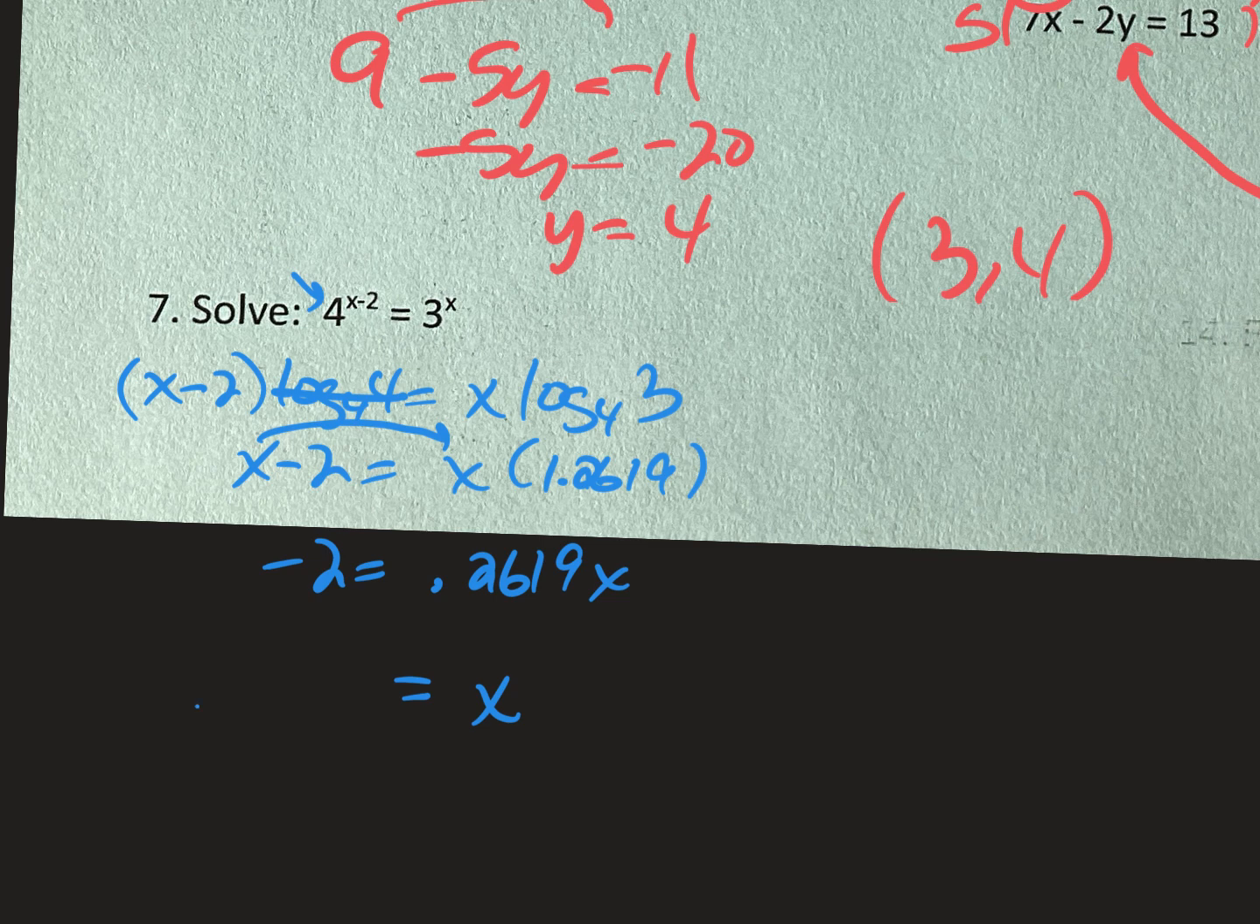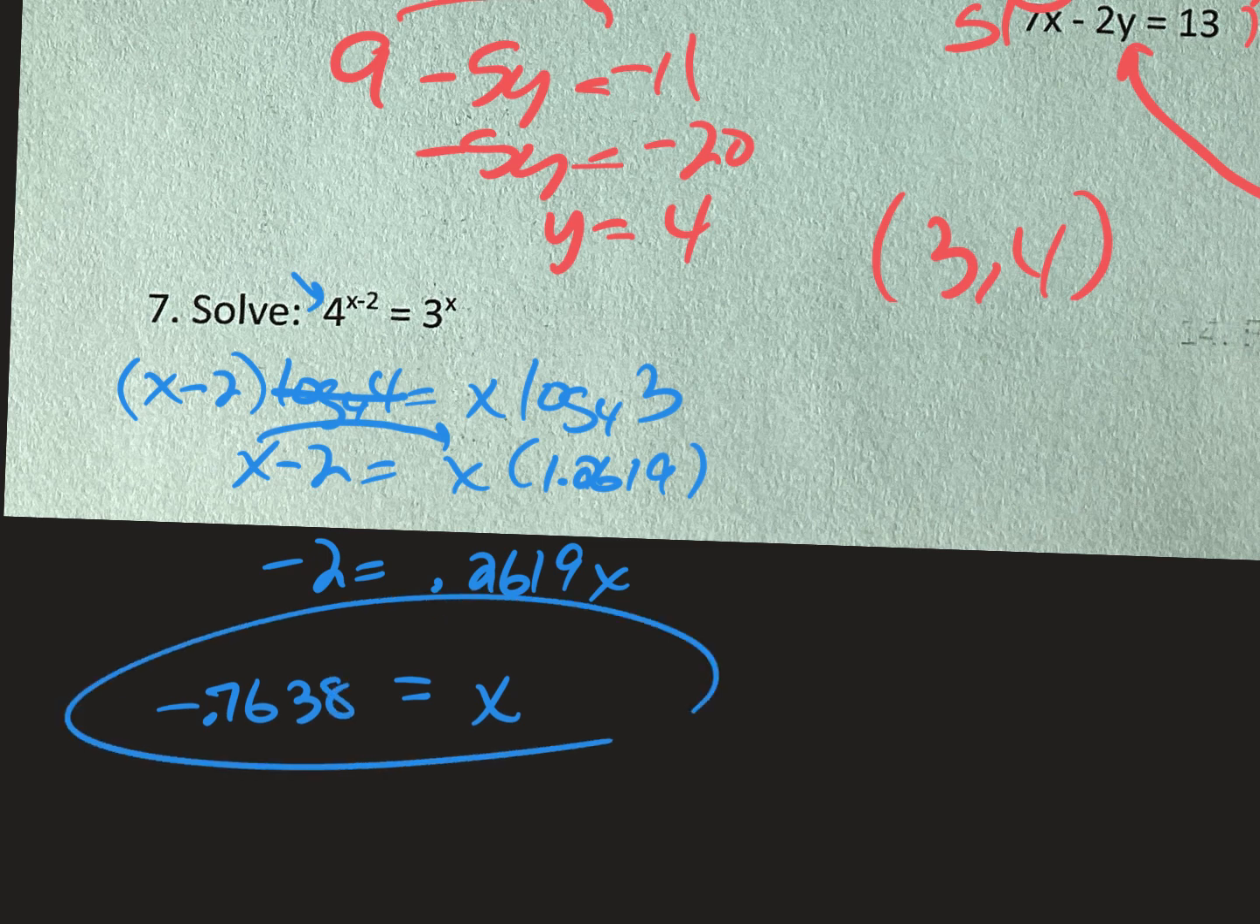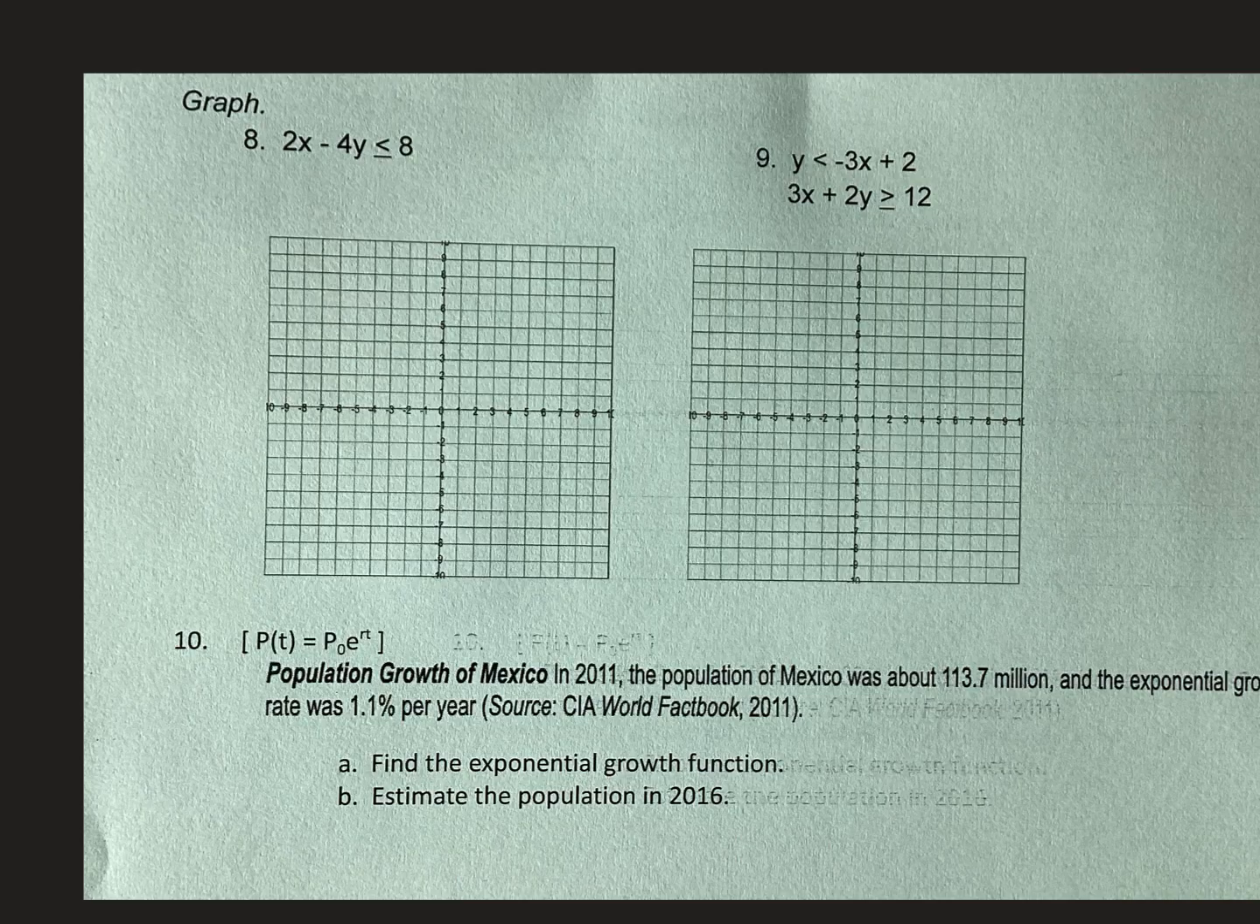I'm getting negative 0.7638. There you go. That's a good little way to do that one right there. Number 8, these are graph and shade.